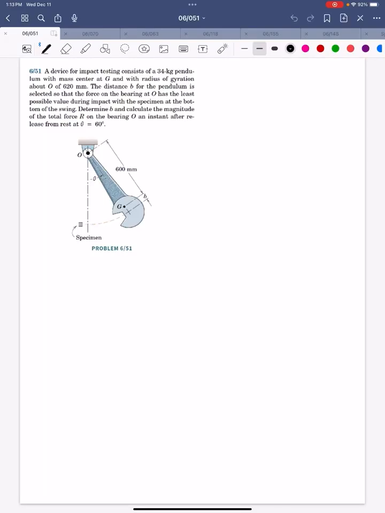Okay, so a device for impact testing consists of a 34-kilogram pendulum with a mass center at G, with radius of gyration about O given. So the radius of gyration is just related to the moment of inertia I_O,zz as such.